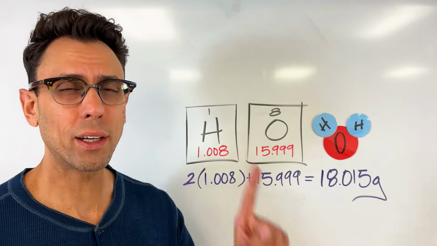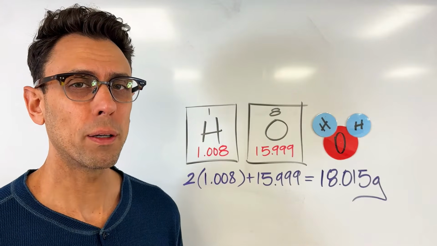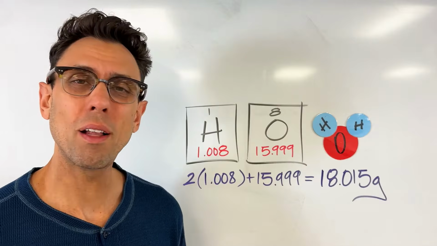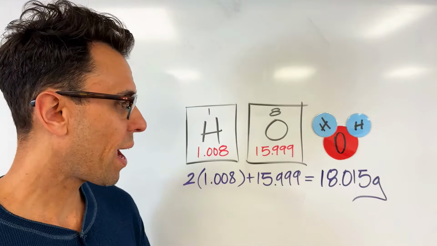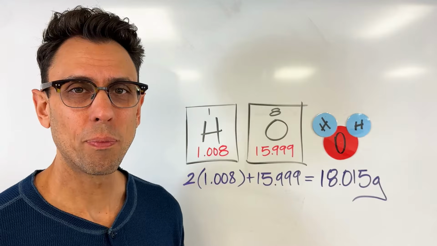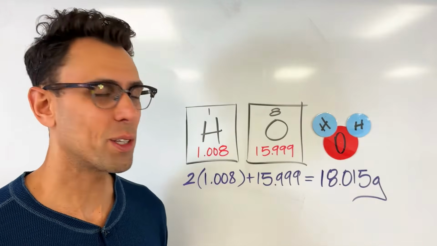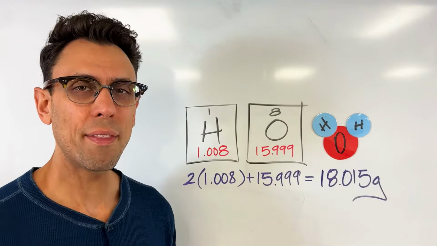Now remember, I'm using grams because if I was to use the AMUs, that would tell me the mass of one single molecule of water. But I can't measure out a single molecule, can I? So instead I use grams, and then I went over to my scale and I measured out 18.015 grams of H2O, and that's what I showed you.